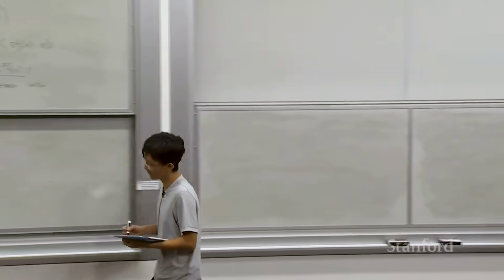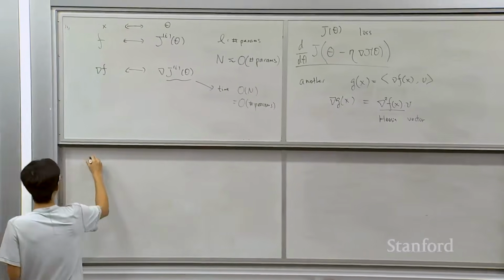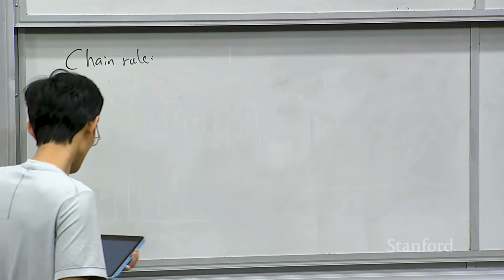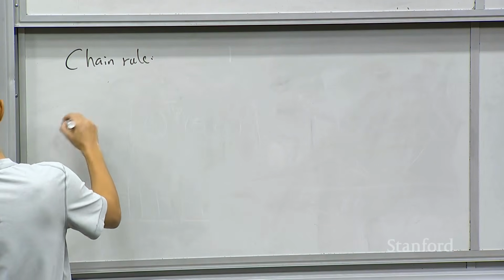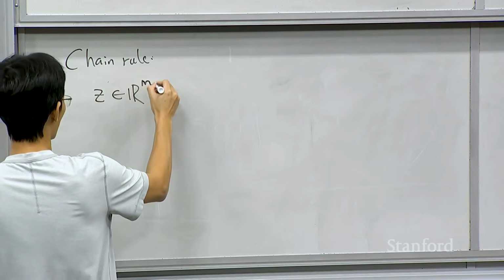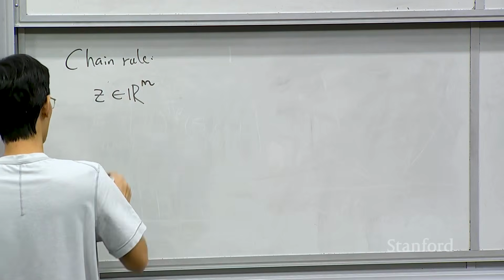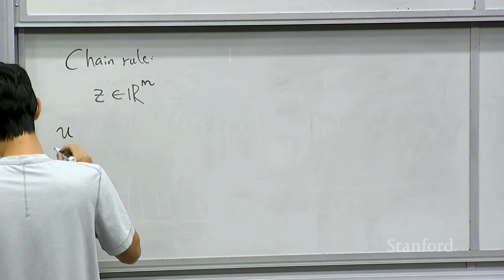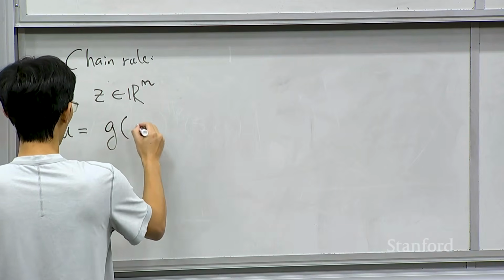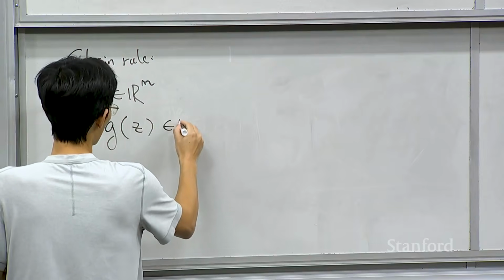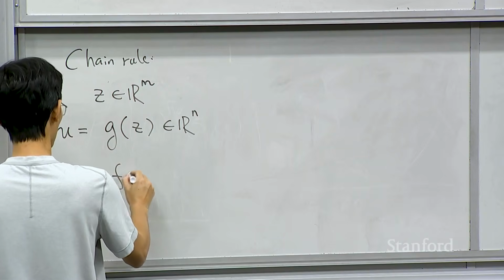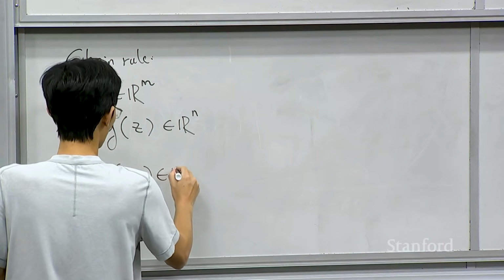So okay, let's talk about the chain rule. This is how we are going to interpret the chain rule in this context, which I think is probably the easiest way to think about it. Let's say z is the input, an m-dimensional vector, and you have a variable u, which equals g, a function g applied on z, and let's say this has dimension n. And then you have another function f applied on u that makes it a scalar, let's say J.